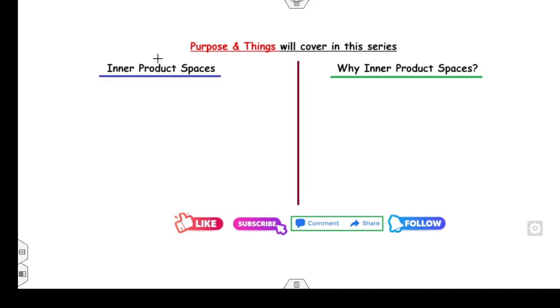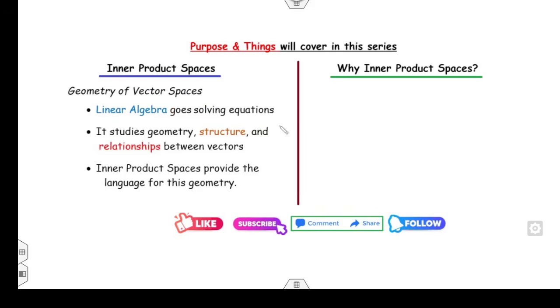First of all, we can define what the inner product space is, and then we will try to understand why there is a need for the inner product space. As we already know how we can define the vector space, we already discussed in detail the lecture series on the vector space. The vector space is used to discuss the algebra to solve the system of linear equations.